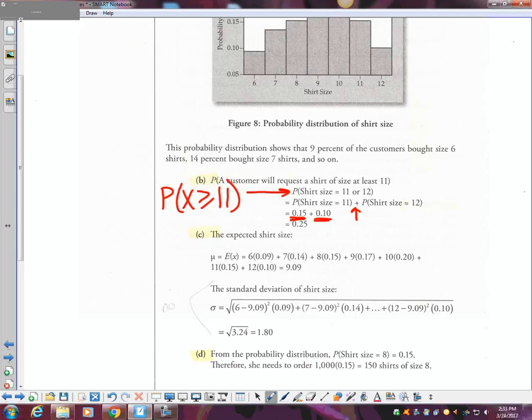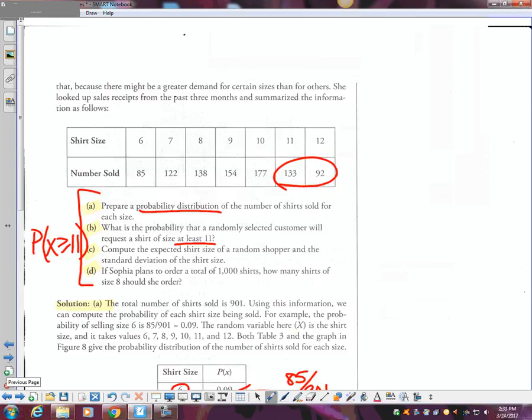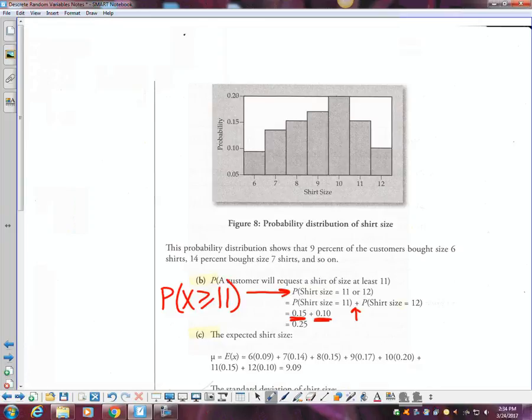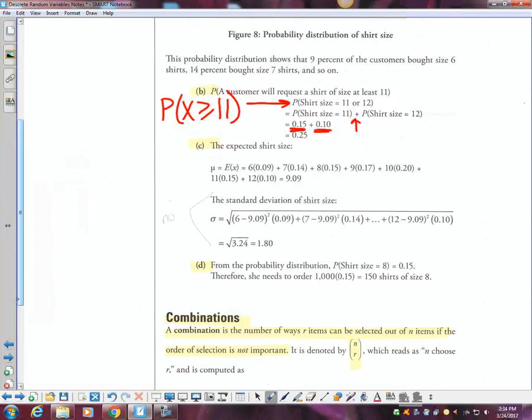So that's the probability that a customer will request a shirt size of at least 11. Part C. Compute the expected, there's your word, shirt size of a random shopper and the standard deviation of the shirt size. Okay, mu, expected value. Show them both. Always show them both, especially when it specifically asks for expected value.